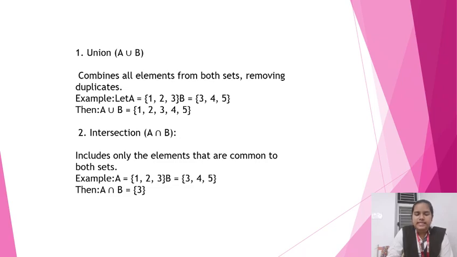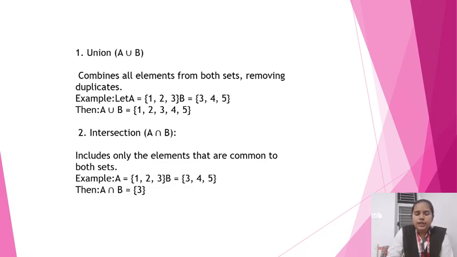Removing duplicates. For example, let us take A = {1, 2, 3} and B = {3, 4, 5}. Then A ∪ B = {1, 2, 3, 4, 5}. Here 3 is common between set A and set B. In the definition of union, we remove duplicates. So we remove 3 and write it one time.